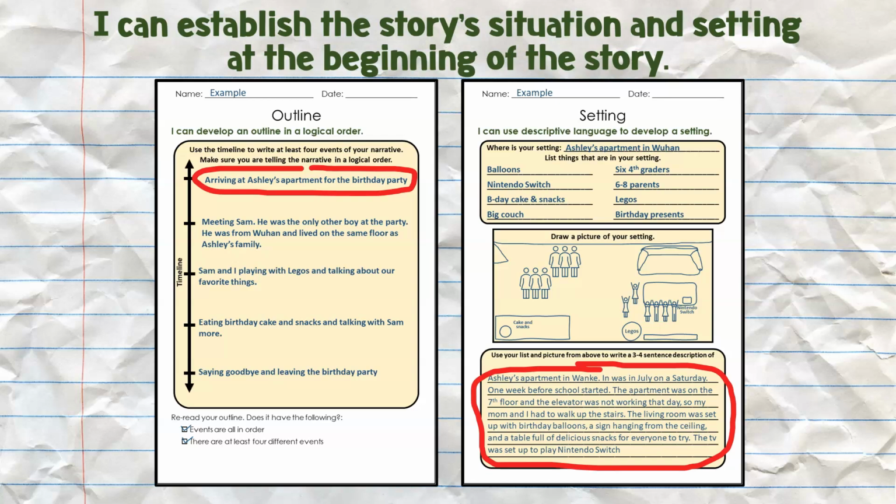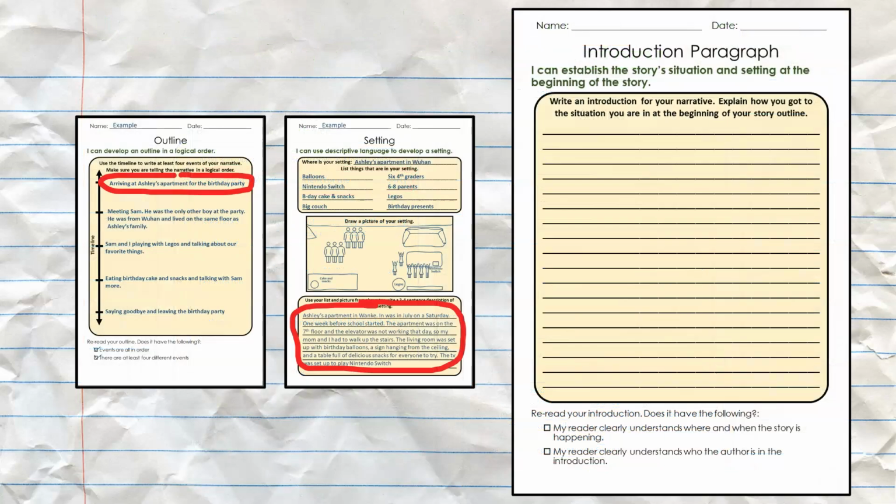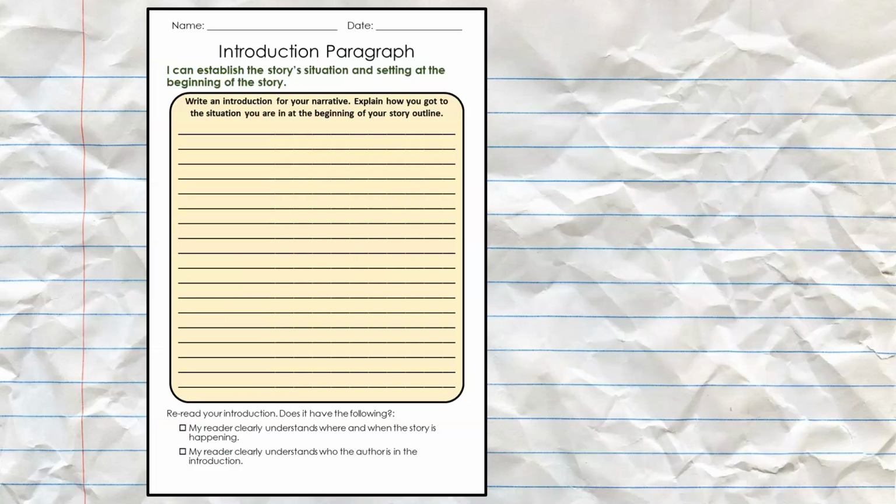I would recommend reading through both of these worksheets before you start your introduction, because both of these will help you write your story situation and your setting. Here's the introduction worksheet that we'll be using today. Now if you look at the directions, it says write an introduction for your narrative. Explain how you got to the situation you are at the beginning of your story outline. Right, so these are important things we're going to focus on.